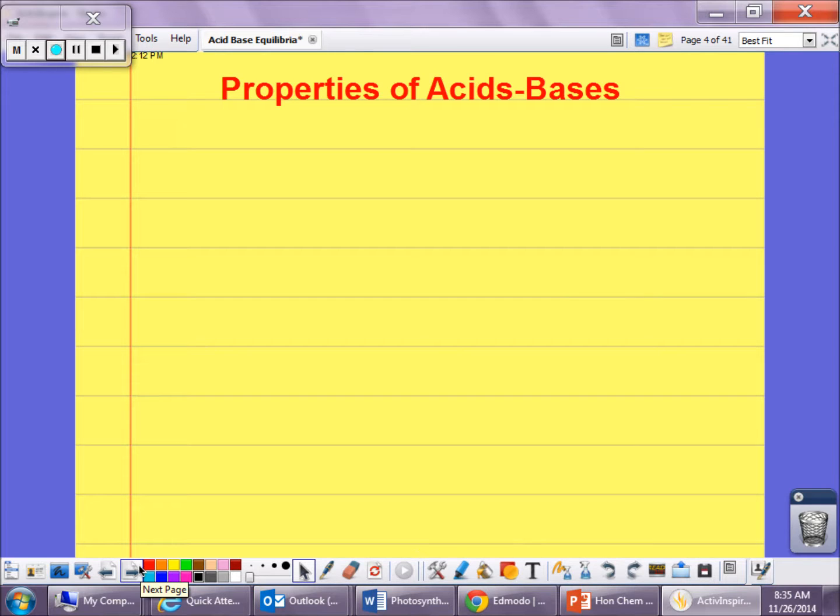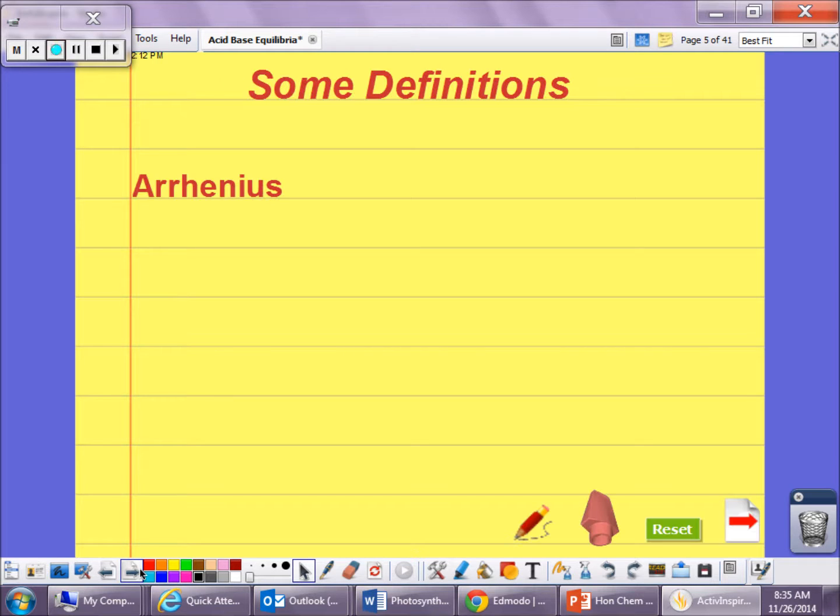Properties of acids. You learned this from first year chemistry. Remember, acids taste sour. Bases taste bitter. Acids change the color of indicator. Bases feel slippery. Acids are corrosive. Bases are corrosive. Just review the different properties of acids and bases.